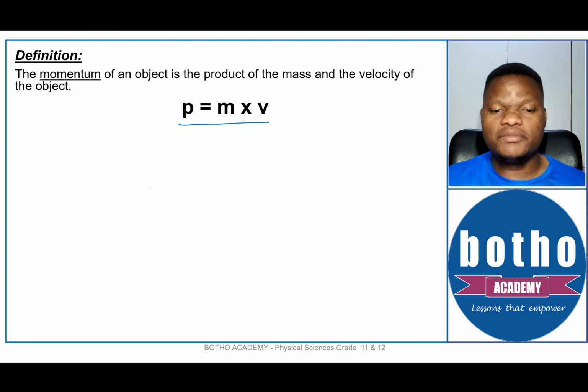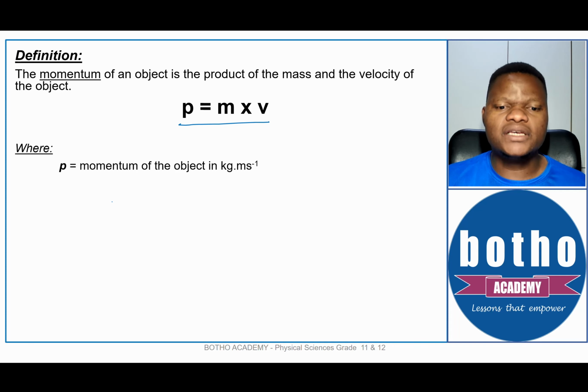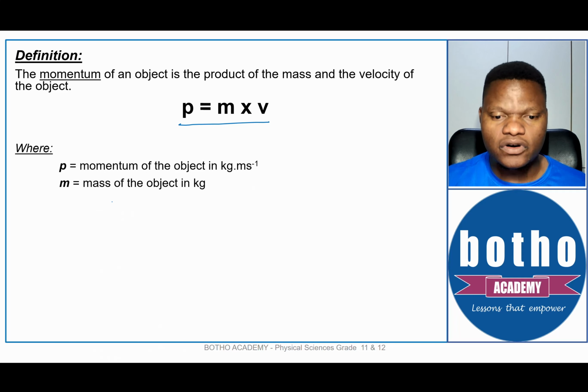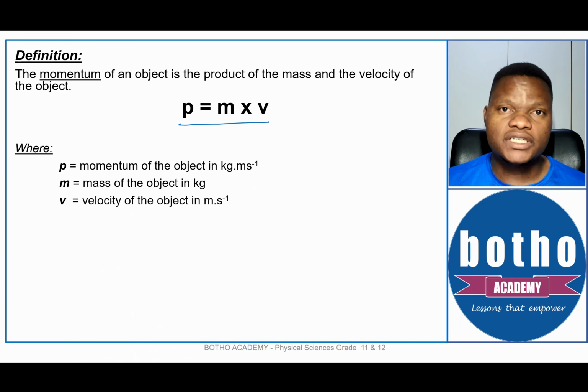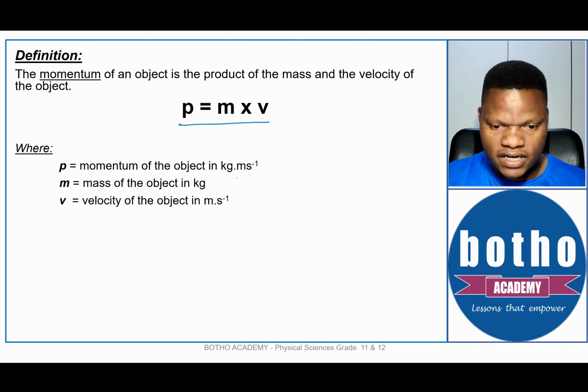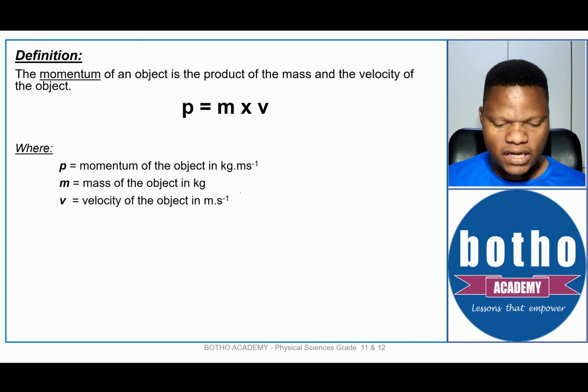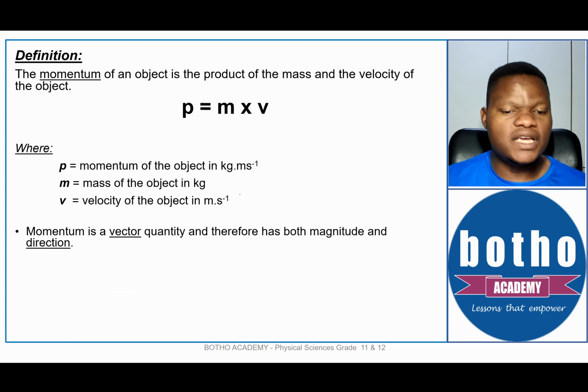p = m times v, where p is the momentum of the object in kilogram meters per second, m is the mass of the object in kilograms, and v is the velocity of the object in meters per second. That makes sense because momentum is in kilogram meters per second. These are the units that are coming from the mass, and these are the units that are coming from the velocity.